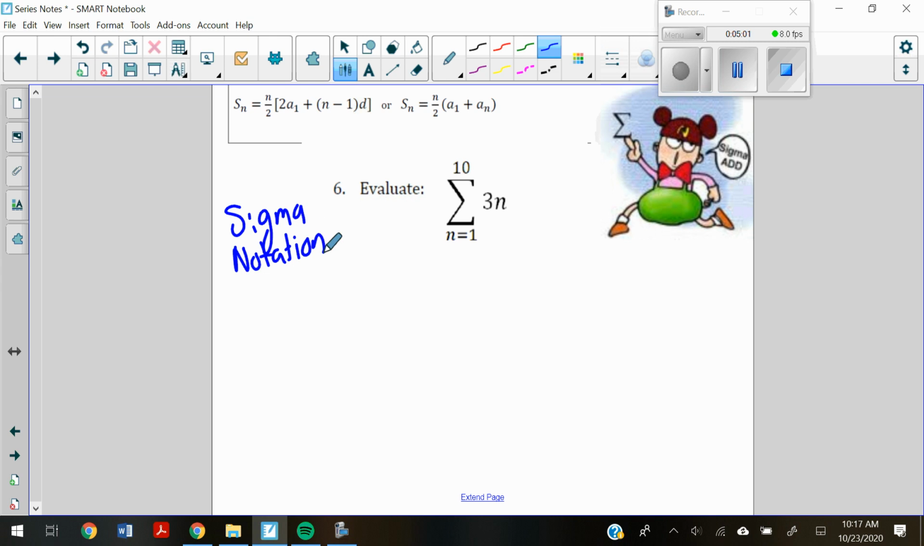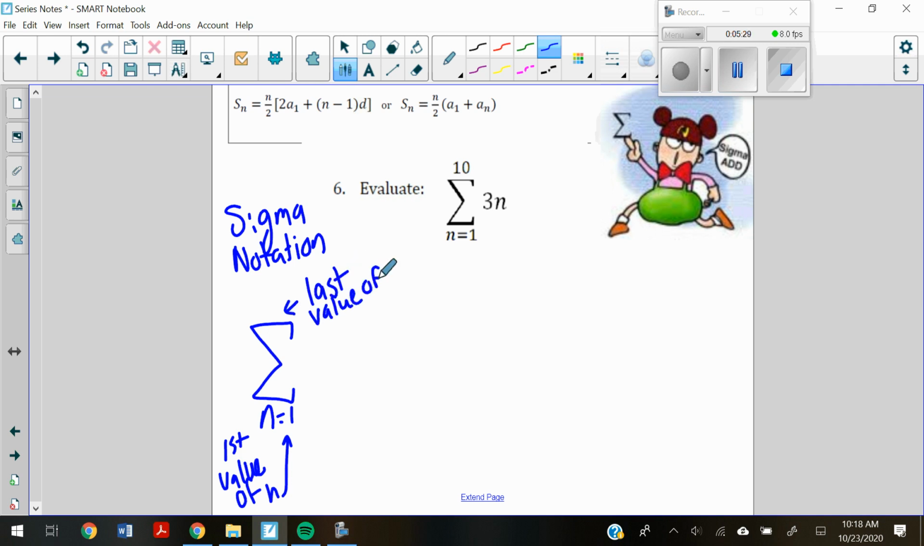All right, so you have this funny looking E, a backwards 3 to some people. You have n equals on the bottom. This is your first value of n. Then on the top, you have some type of number up there. It doesn't say n equals, it just gives you a number. This is your last value of n. And then you have some type of formula here, and this is the formula for the series.